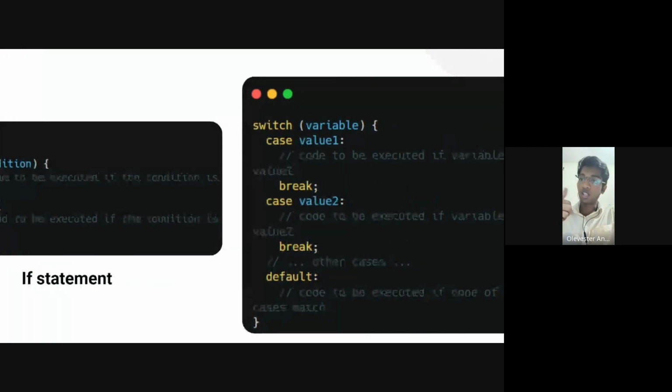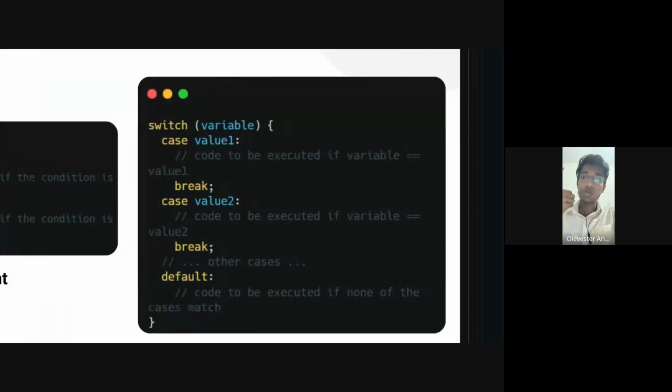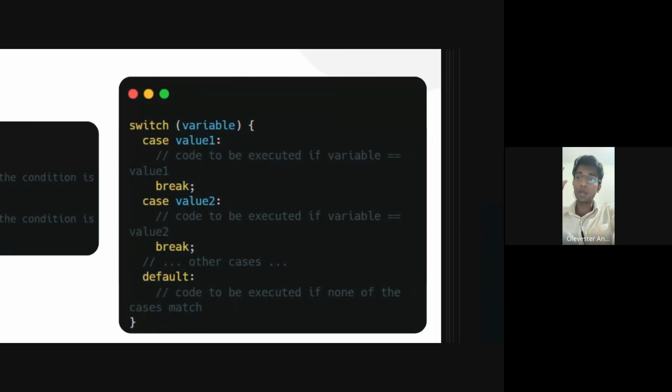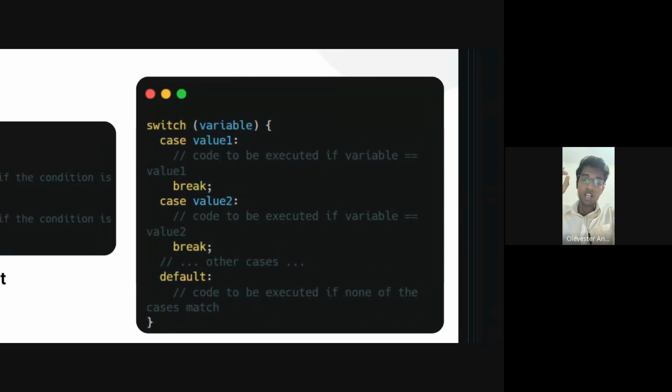Thanks, Jayant. Let's see the switch statement. In a switch statement, the input we give is a variable. Then we have case 1, case 2, case 3, case 4, and we can have multiple cases. Here we have given value 1, value 2, value 3, so it goes down like that.